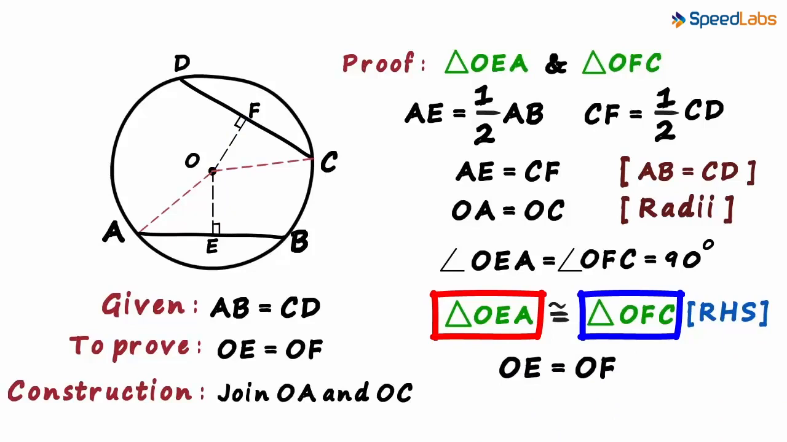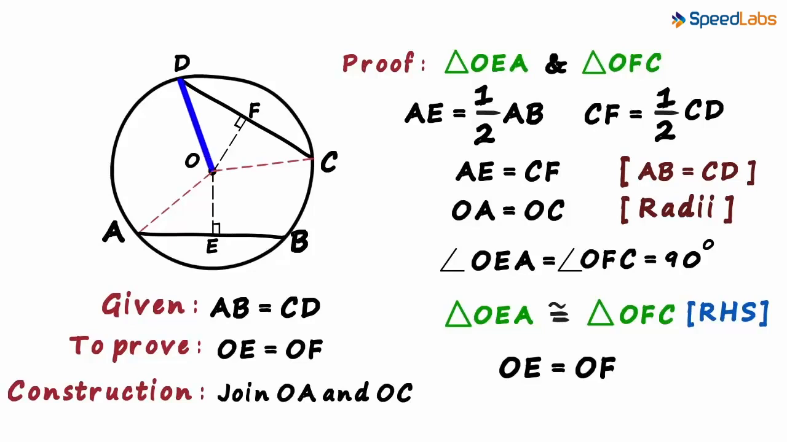The best part about this proof is that we can form triangles in any way we wish to. We can join OD and OA and compare triangles OFD and OEA, or maybe join OC and OB to compare these two triangles. Or we could have even joined OB and OD to compare these two triangles. Every pair of triangles formed would be congruent. In the second part of the video, we will look at the converse of this theorem.